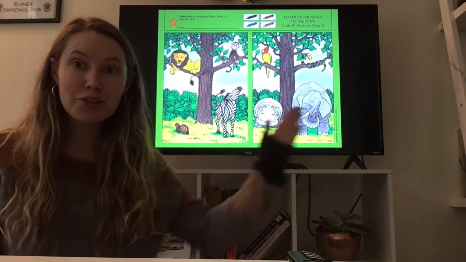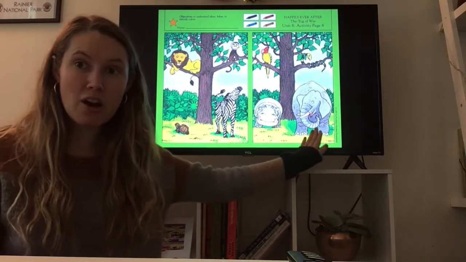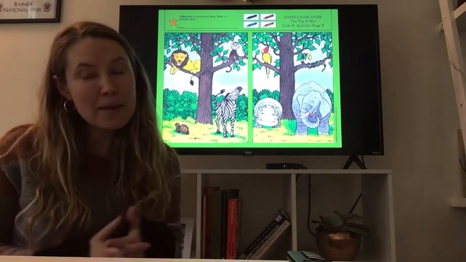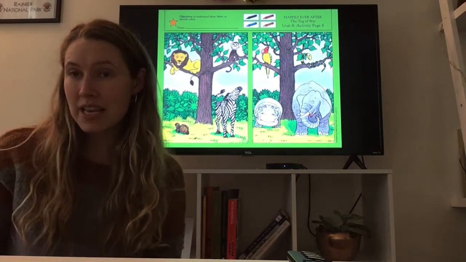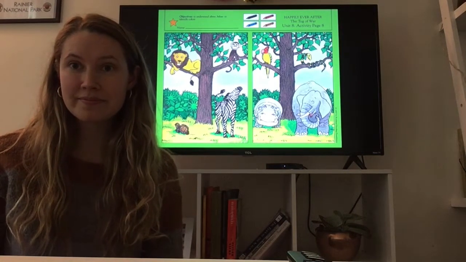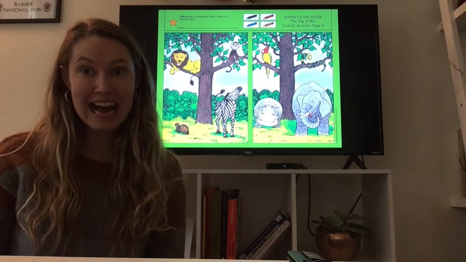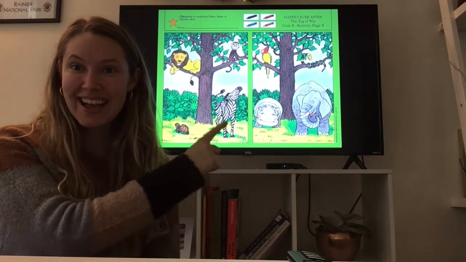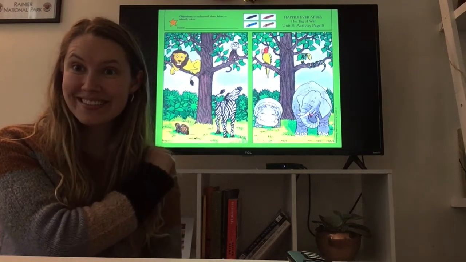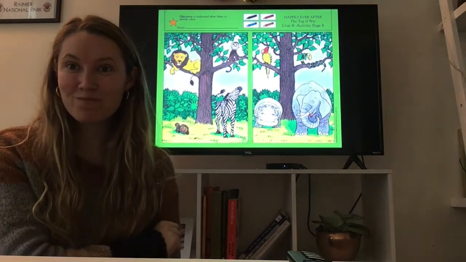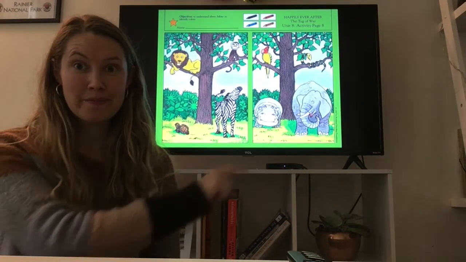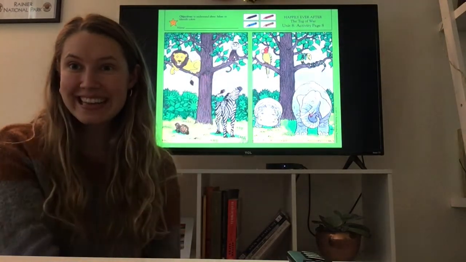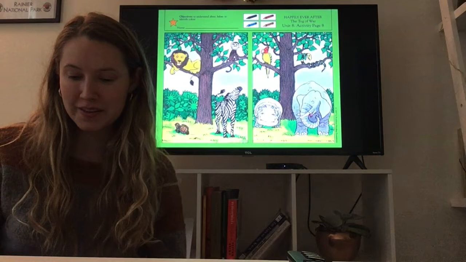So here we have 2 pictures. We have a picture on the left side and on the right side, and there are some jungle animals in these pictures. Let's think about these jungle animals. Which animals do you see? I see a turtle. I see a lion. I see a zebra. I see a monkey. I see some other ones too. A hippo, an elephant, a parrot, and a snake way up there in the tree.